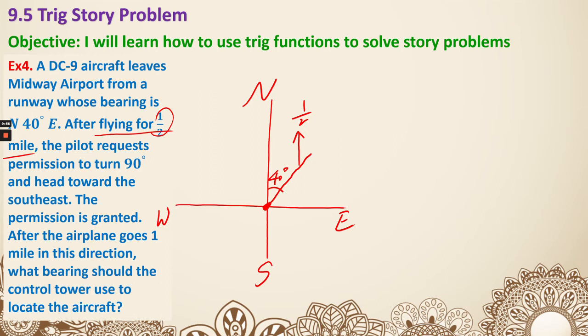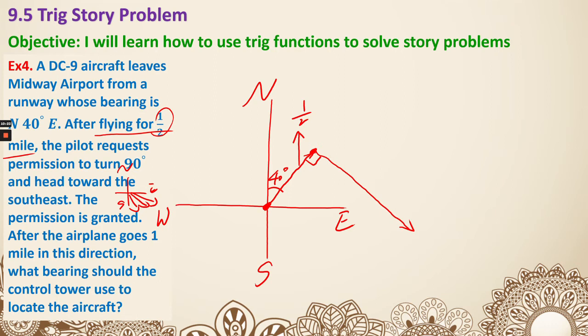The pilot requests permission to turn 90 degrees and head toward the southeast. So we have a little direction, that's north, that's south, that's east. This is the general direction of southeast. So basically it's saying after I got right here, I hit a point, I'm going to turn 90 degrees, which would give me this part. That is a 90-degree angle and it's heading clearly to southeast.